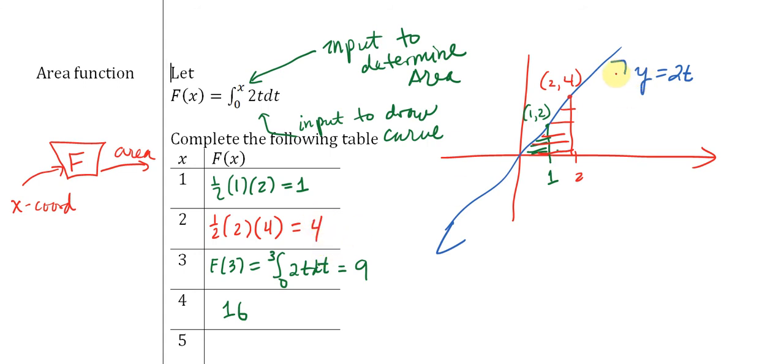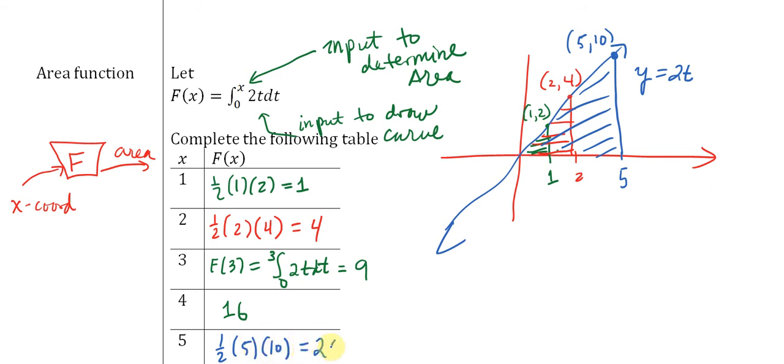And finally, if we go all the way out to 5. So we go out to here, to 5. Then this point here is (5, 10), and we want this entire blue region, which includes all of the previous ones. This would have an area 1/2, the base is 5, and the height is 10, so this will have 25. So our values here are f of 1 is 1, f of 2 is 4, f of 3 is 9, f of 4 is 16, and f of 5 is 25.